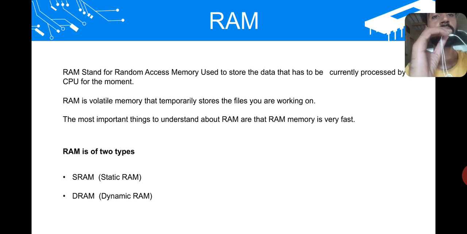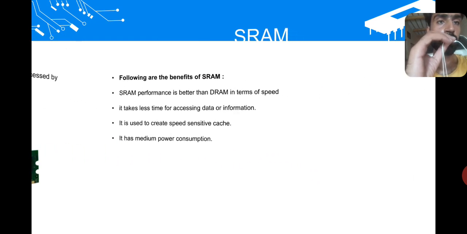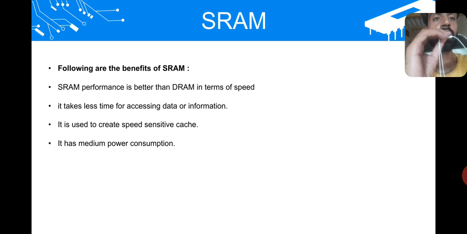RAM is of two types: SRAM, static RAM, and DRAM, dynamic RAM. Following are the benefits of SRAM. SRAM performs better than DRAM in terms of speed. It takes less time to access data or information. It is used to create speed-sensitive cache. It has medium power consumption.